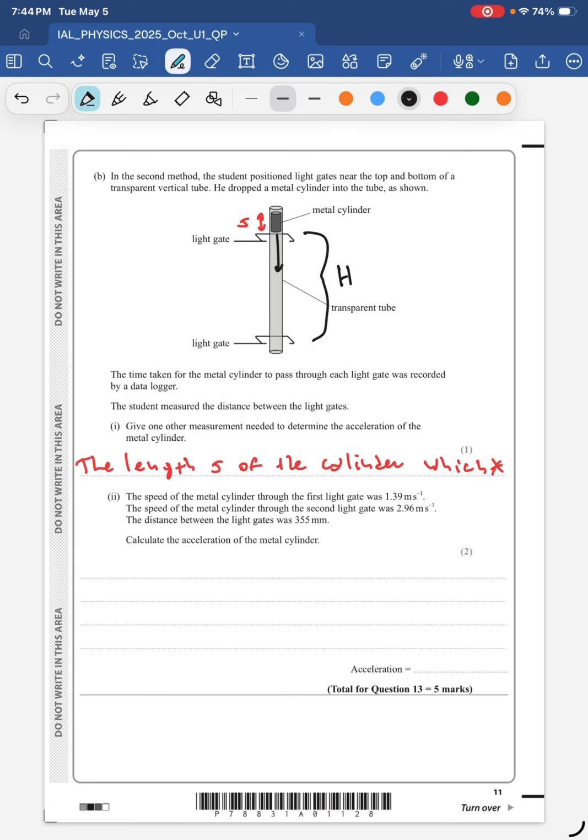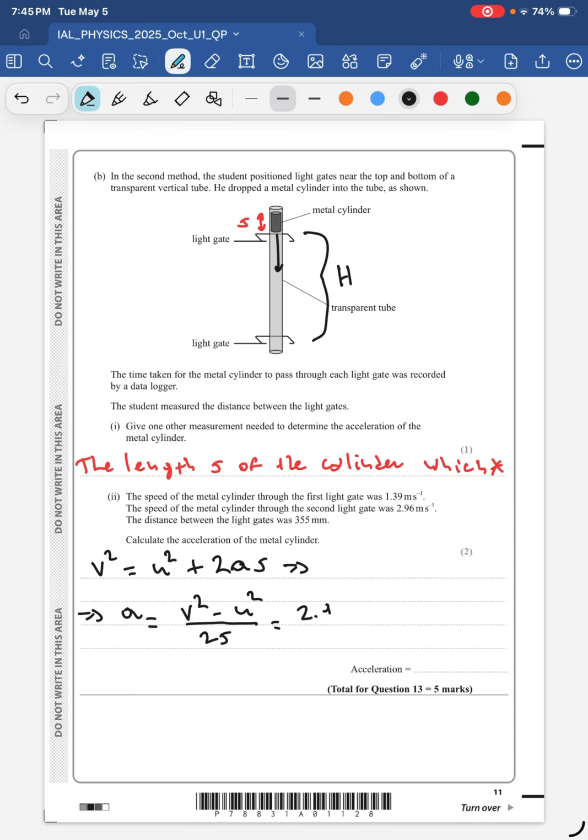Now, part 2. The speed of the metal cylinder through the first light gate was 1.39 meters per second. Through the second light gate was 2.96 meters per second. The distance between the light gates was 355 millimeters. Calculate the acceleration of the metal cylinder. So we're going to use suvat equations since we are dealing with constant acceleration, which is g, right? So v squared is u squared plus 2as, and we are interested in a, which is of course g. So a is (v squared minus u squared) over 2s.